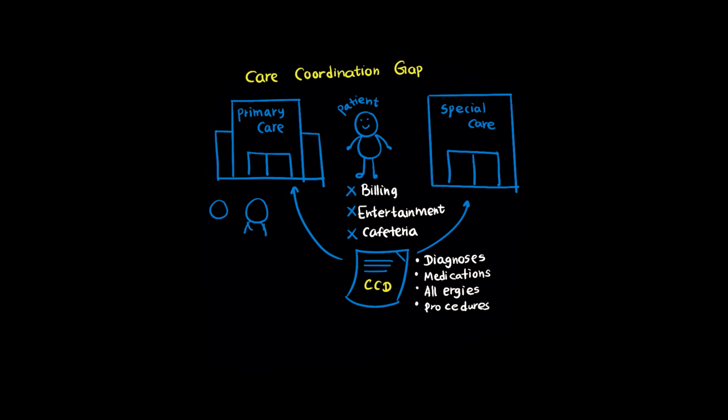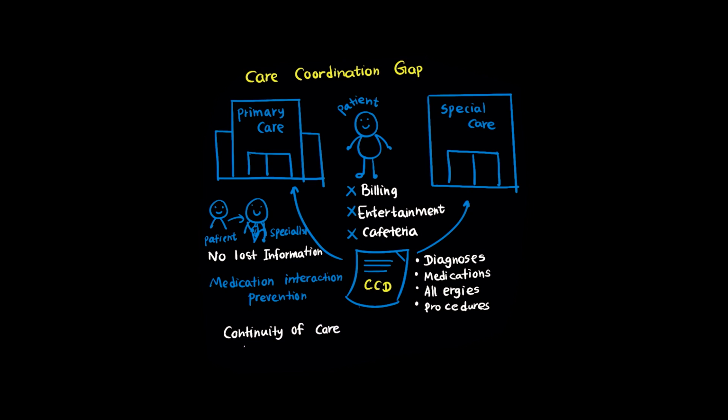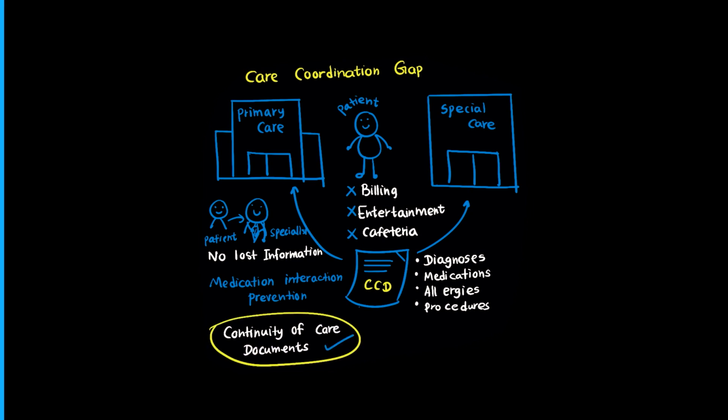When your primary doctor refers you to a cardiologist, the CCD ensures nothing gets lost in translation. The specialist sees your complete picture, not just the referral reason. This prevents dangerous oversights like prescribing medications that interact with existing drugs. HIE makes CCDs instantly available, transforming fragmented care into coordinated treatment.